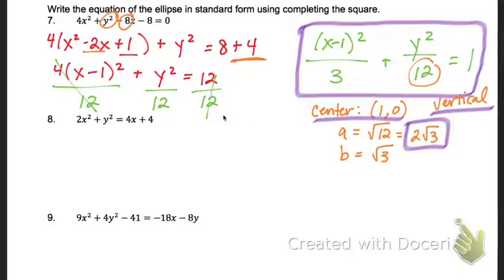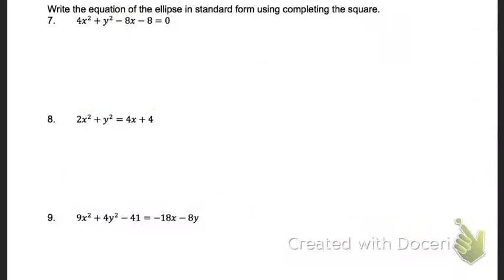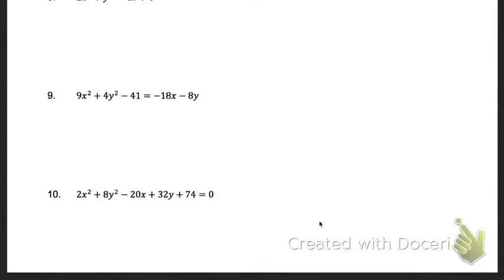Okay, try number 8, put it into the standard form, then the center, A and B value. Okay, so it's bigger under the y, so that means it's also vertical. So my a would be square root of 6, b would be square root of 3, center at 1, 0. Try number 9, last one. Is this completing the square getting easier a little bit? So does A always have a bigger number? For ellipses, a is always the bigger number. So 2 more, 9 and 10.